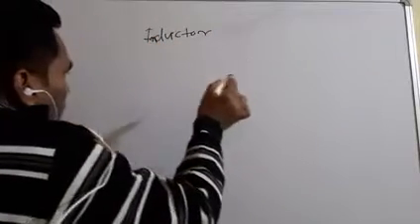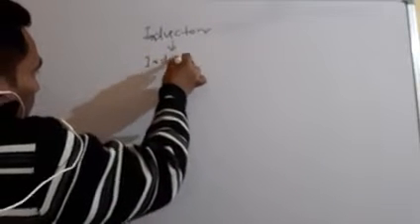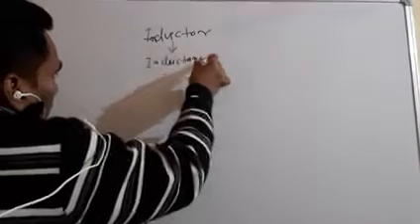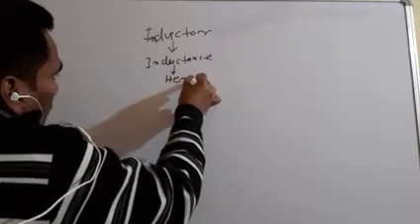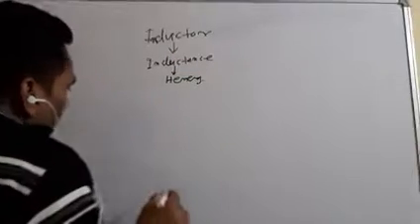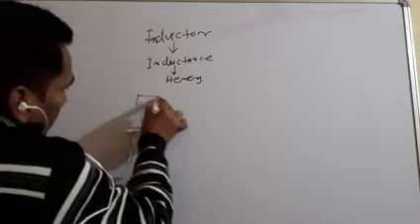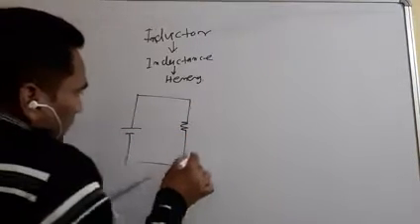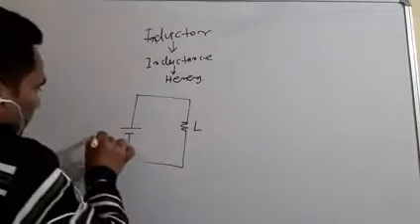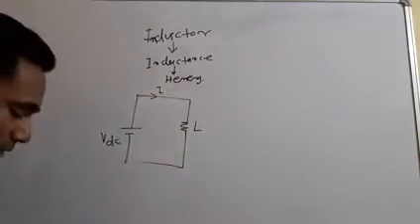Okay, and for an inductor we normally see the inductance, and it is measured in Henry. Again, take a DC circuit. If an inductor is connected here, this is the VDC and the current flowing through this is I.